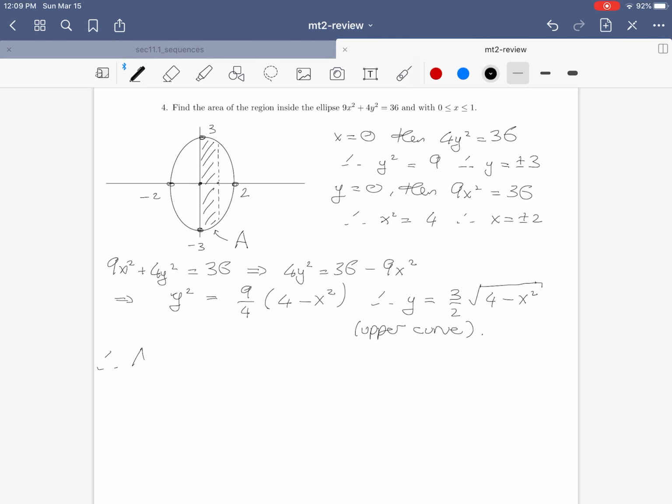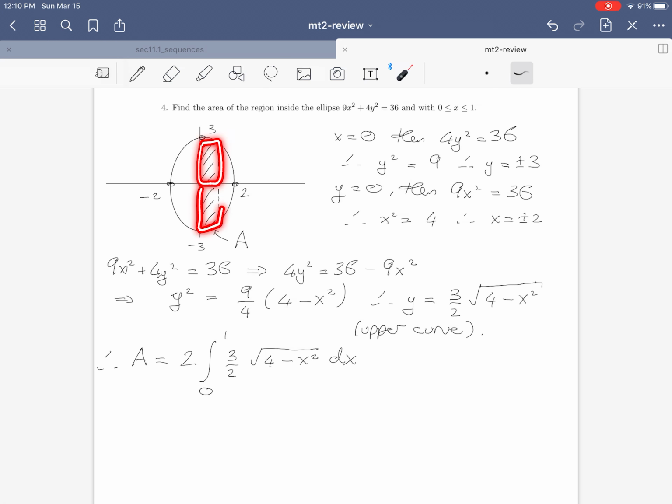So our area, by symmetry, our total area A is equal to twice this area, which is the area under the curve. So now that we've worked out the equation for the curve, we can write this as the integral from 0 to 1 of 3 over 2 times the square root of 4 minus x squared dx. And notice, as I said, we have the 2 here because our area is both the top half here, which is the integral, and the bottom half here, which is its mirror image.